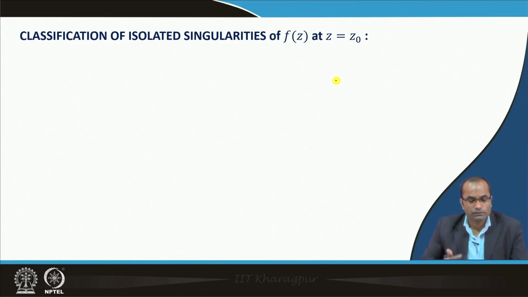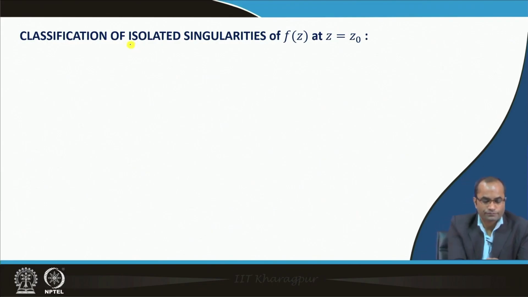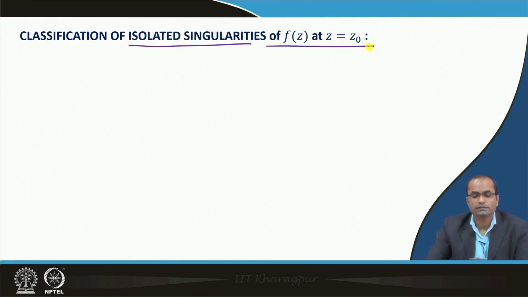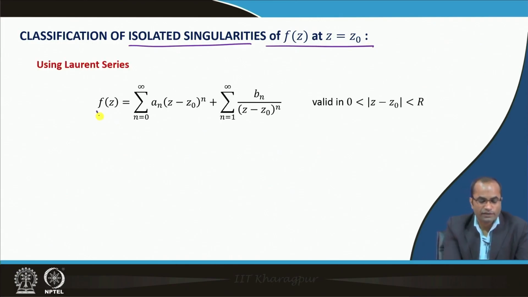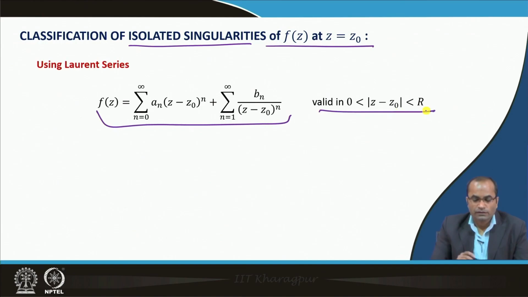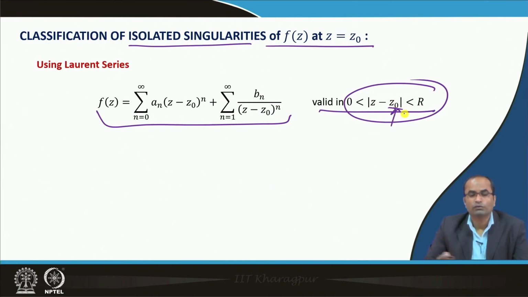So, just to summarize what we have done, these isolated singularities at z equal to z_0, using the Laurent series, we can classify. We will expand the Laurent series in this region around z equal to z_0, the singular point which we want to classify.